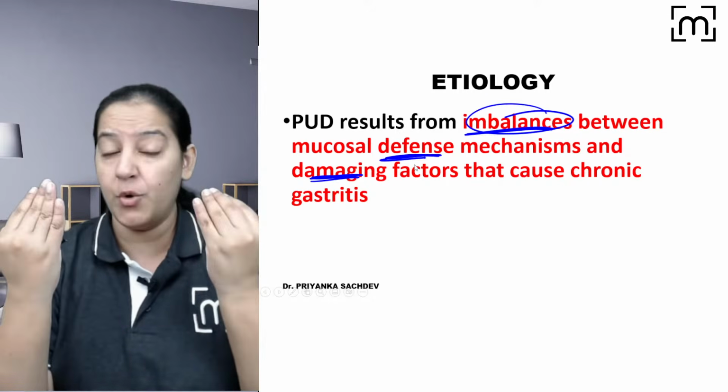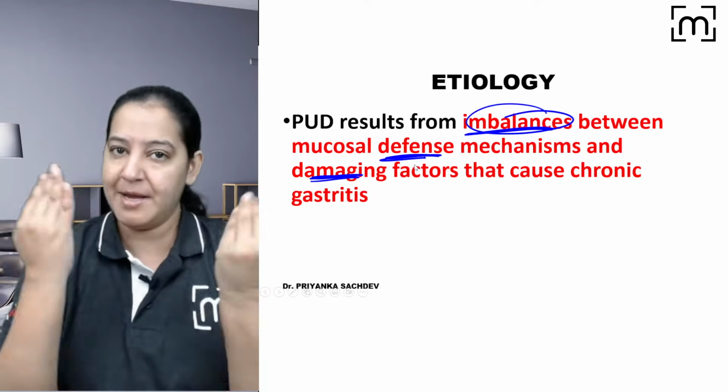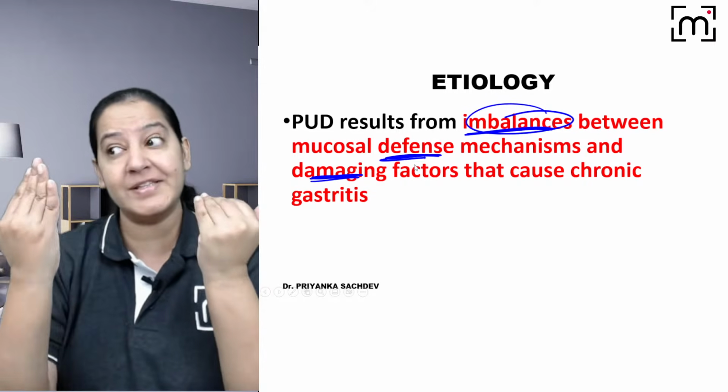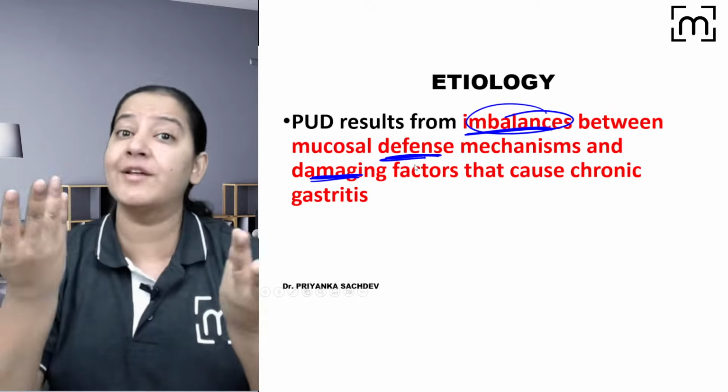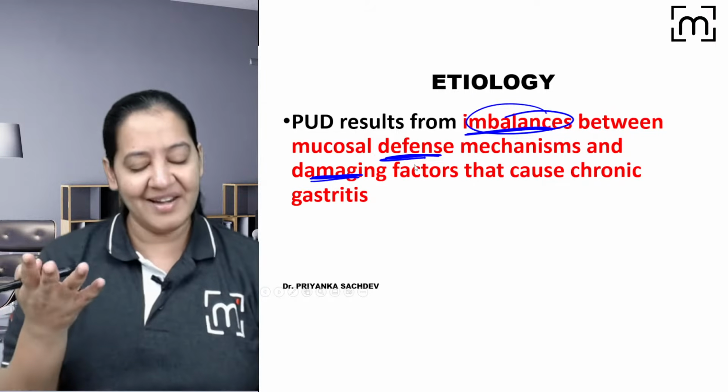Now in imbalance, you have to increase one and decrease one. In balance, both are equal. So you have to increase the damaging one and decrease the protective one. Either of them will work or both together also will work, right? That can lead to peptic ulcer.